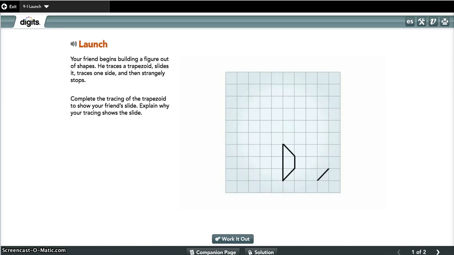Hi everyone, and welcome to Topic 9, Lesson 1. Today we are starting in our launch and we are looking at this problem.